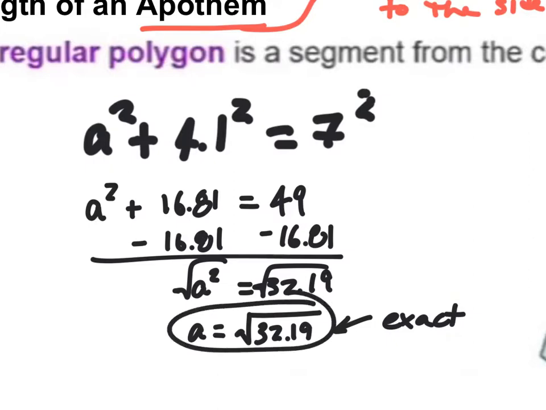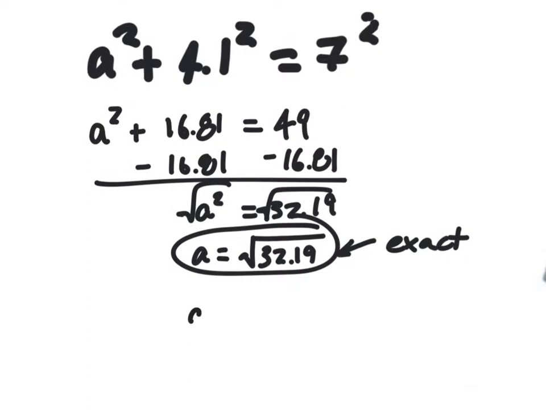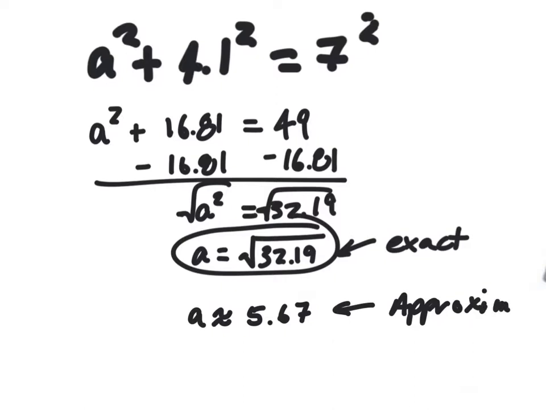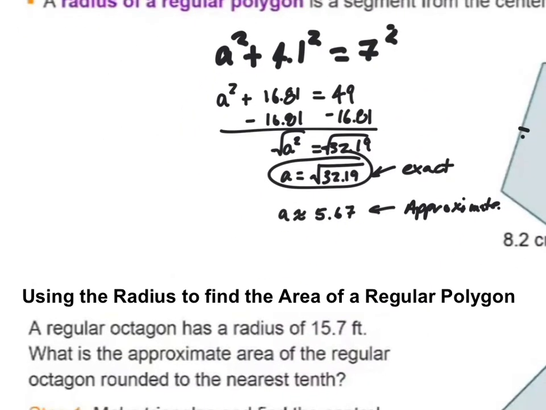Now, if we wanted to approximate it, we would say that a is approximately 5.67. So this is approximate, and the other one is exact. The exact one is the one you want to operate with, because it will give you a more precise answer. If you operate, meaning use this in a formula, you'd probably want to use the exact one to give you a more exact answer. You're still going to get close if you use the approximation, but it kind of depends on what's going on.